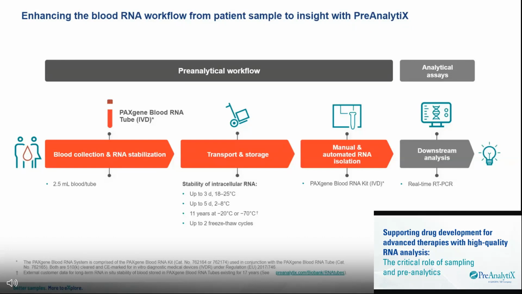That was thoroughly verified. And not on this slide here, but this is also verified: we guarantee that at least 95% of samples provide at least 3 microgram of total RNA. But the typical yields are much higher, about 9 microgram per tube, or per 2.5 ml of blood.